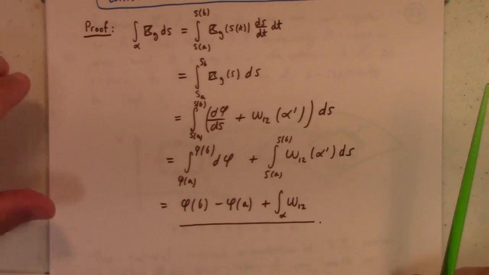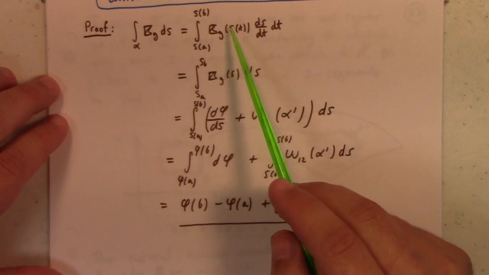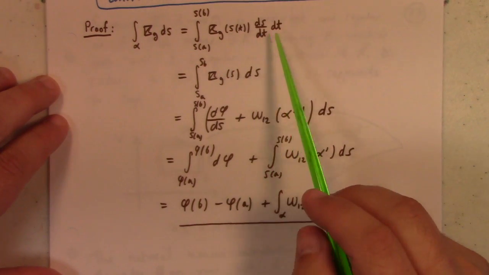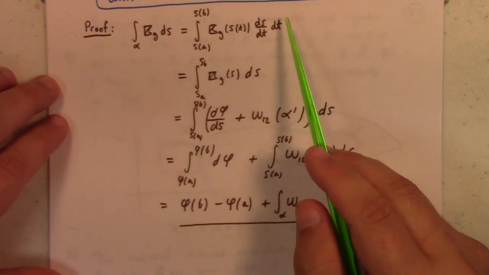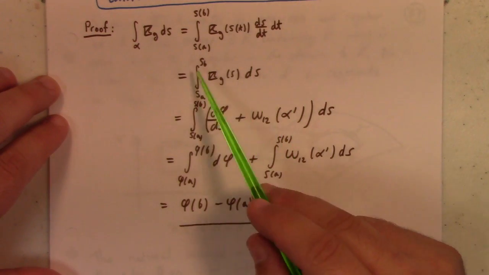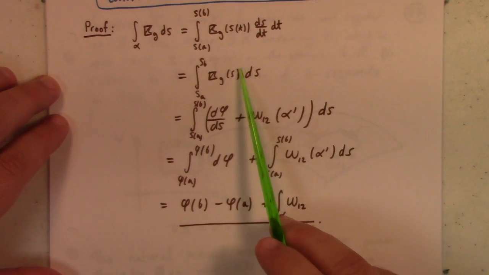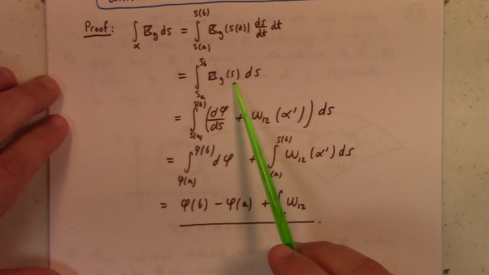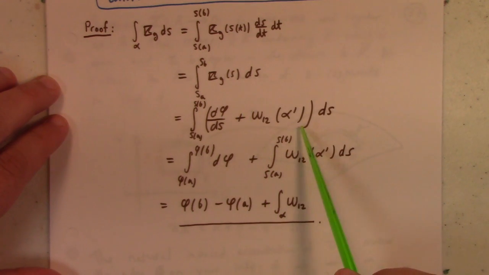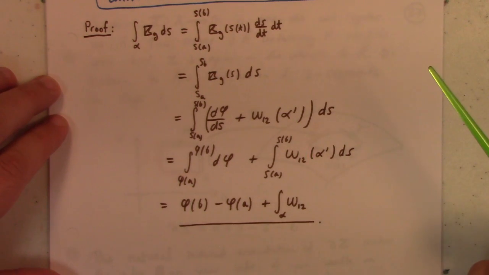Here's the proof. The integral of kappa g ds is by definition: we take the geodesic curvature, evaluate it at the arc length function, multiply by the speed, from s(a) to s(b), but by u-substitution, that's the same as this. But then the geodesic curvature is given by d phi/ds plus omega 1 2 of alpha prime, which we proved last time.